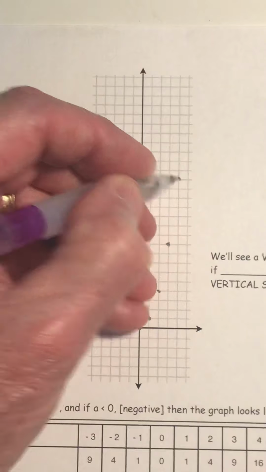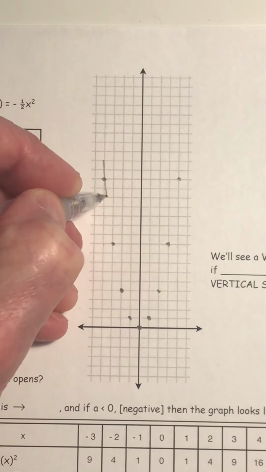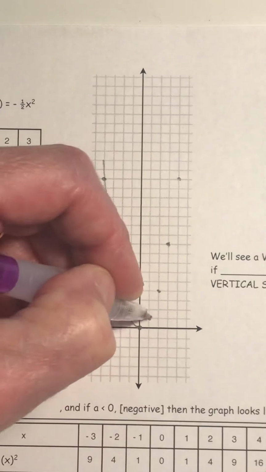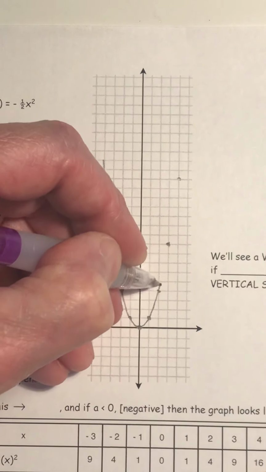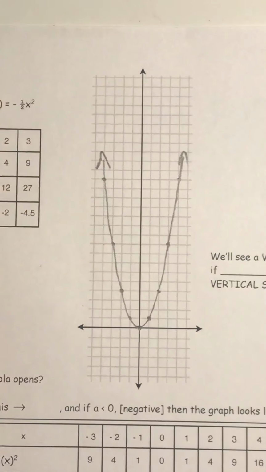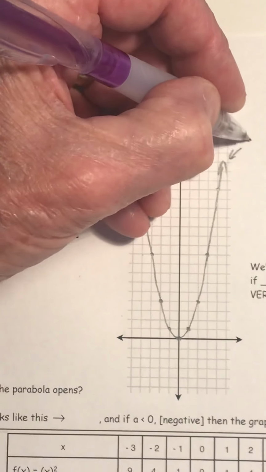And on the other side, I use the mirror image idea, the symmetry of the graph. That's not too bad for freehand, huh? So that's the f graph. That's just x squared.